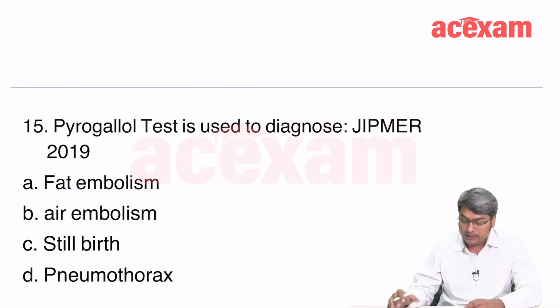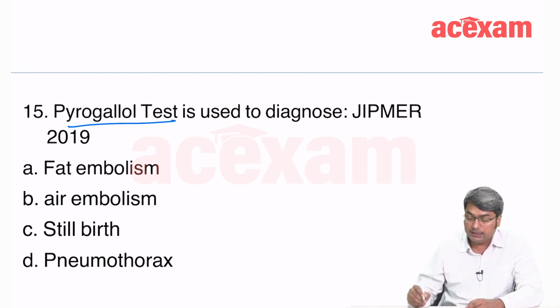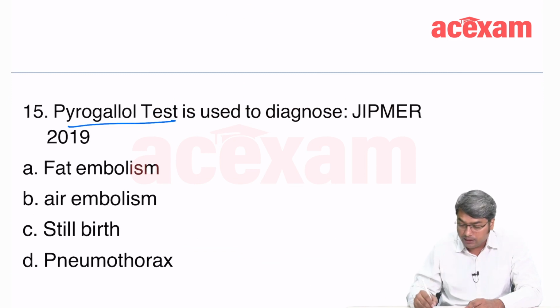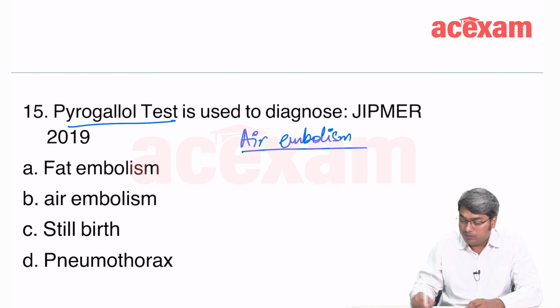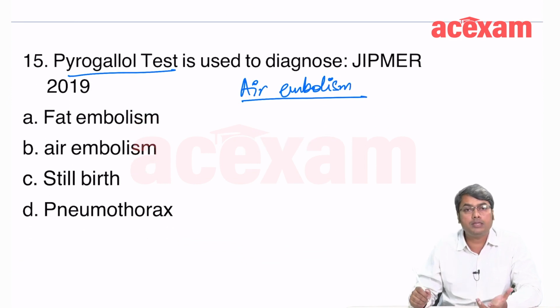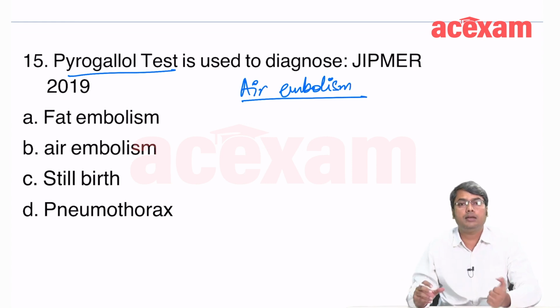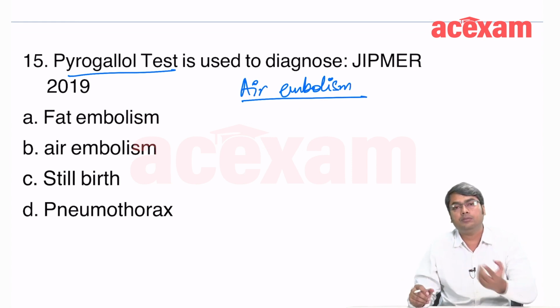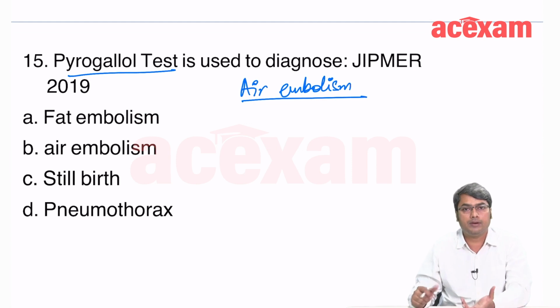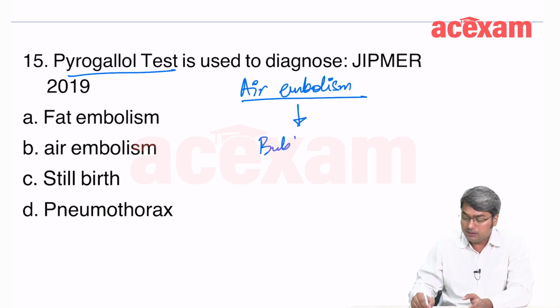Next, the pyrogallol test is used to diagnose. What is the pyrogallol test? This is a test which can be used to diagnose air embolism. How does it occur? In air embolism, you will find air inside the heart, inside the cardiac cavity. Whenever the vessels are opened underwater, if we see bubbles escaping, that confirms air embolism.